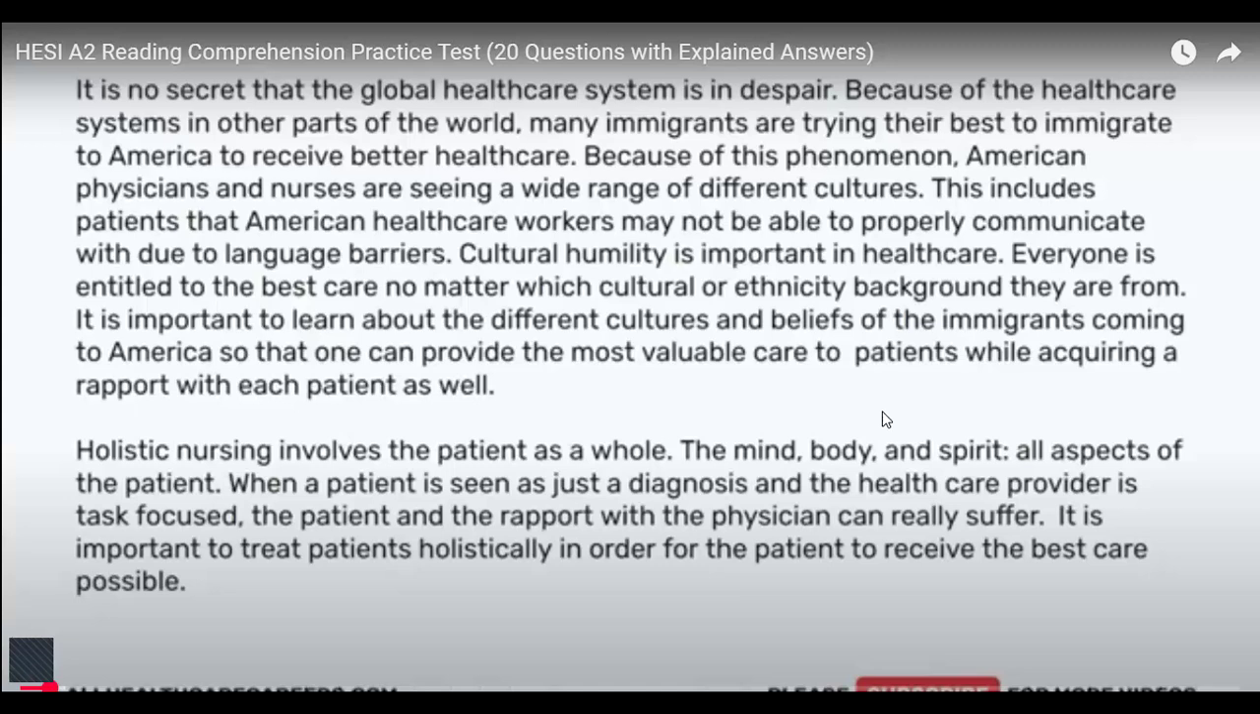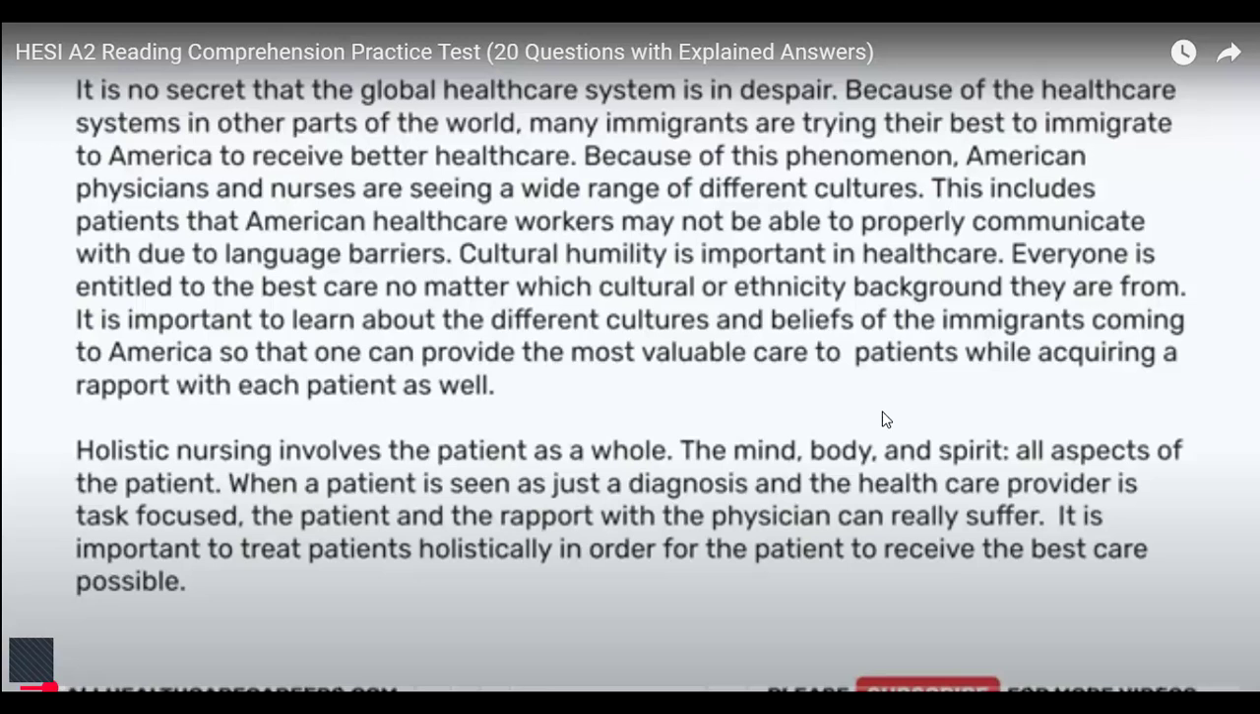Okay, now they're going to repeat the importance of that. It is important to learn about the different cultures and beliefs of immigrants coming to America so that one can provide what? The most valuable care to patients while acquiring a rapport with each patient as well. So now they repeated the previous ideas. You have to provide the best health care to immigrants coming to the country. And then they add something. They say, while acquiring a rapport. So that's another clue as to how you provide the best health care. They're giving you clues here.